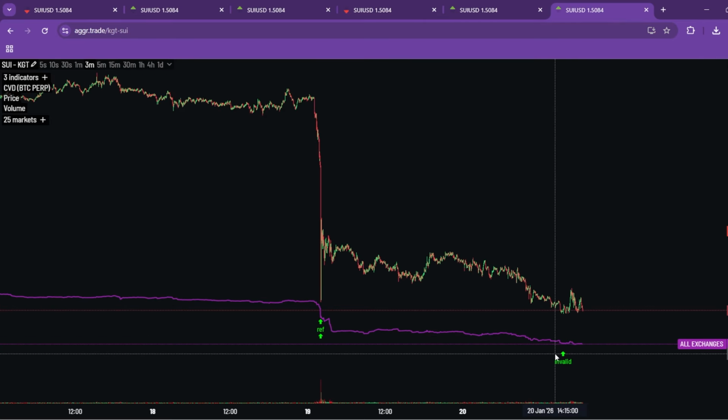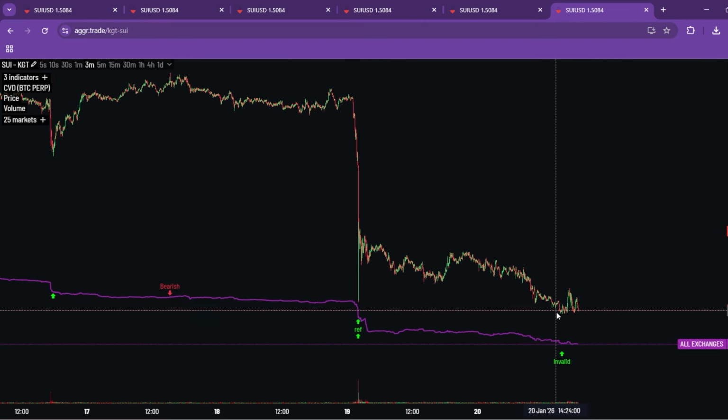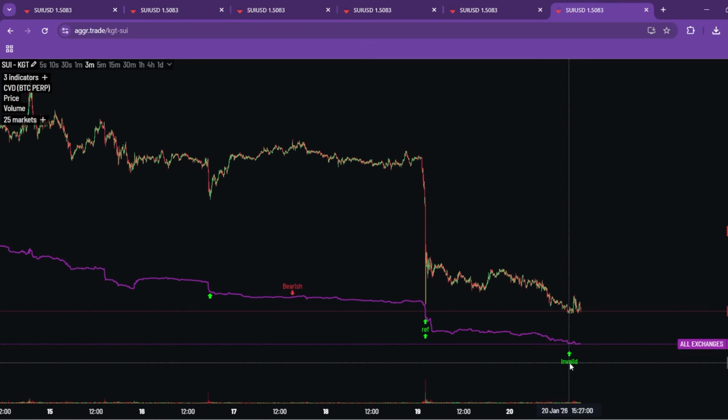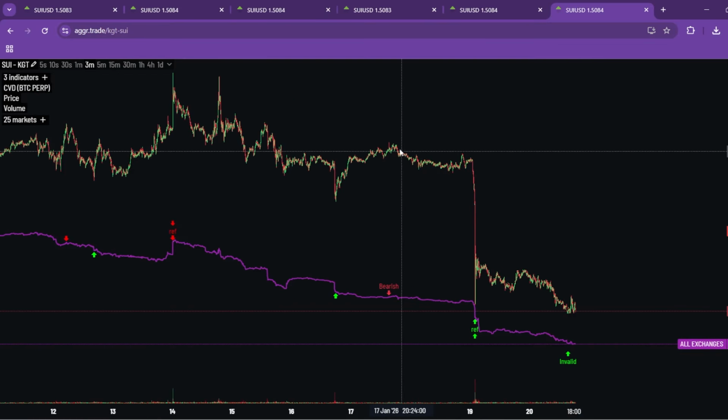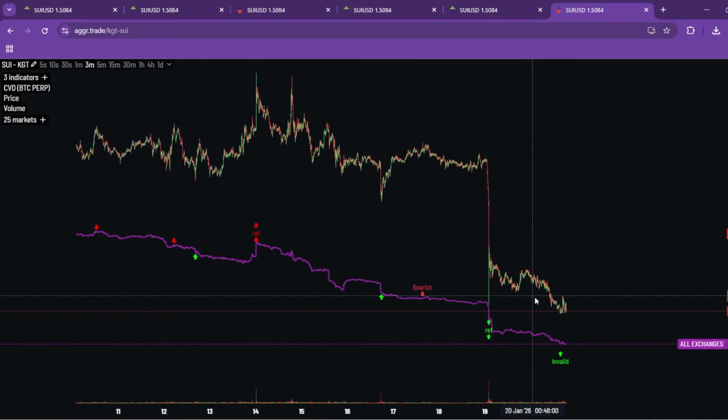Therefore, when you see invalidation, you don't have to think about it. Of course, everything will push higher correctively and then will push back down when you see invalidation. When you see bearish, definitely this is the direction. When you see bullish, definitely it's going to be the direction up.